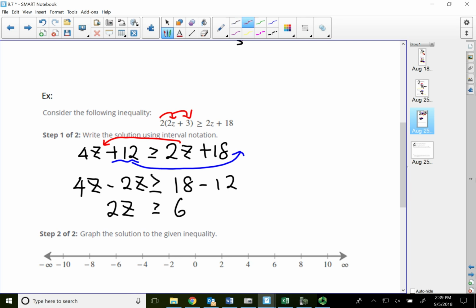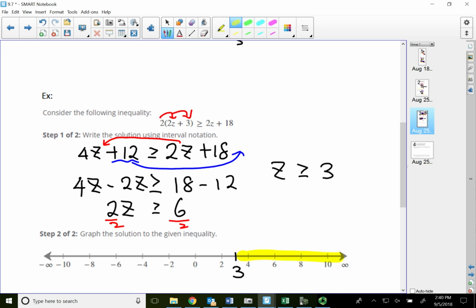Divide both sides by positive 2. My answer has to be z, still greater than or equal to 3. Okay, so as long as I'm dividing by a positive coefficient, the inequality stays the same. So looking for all the numbers that are bigger than or equal to 3. So that will be from the 3 to the right.